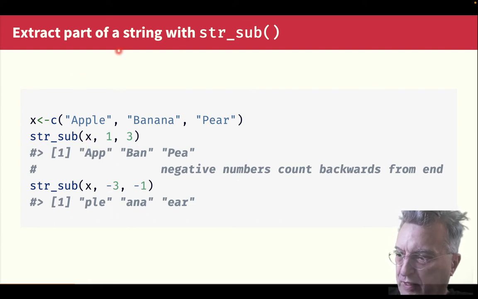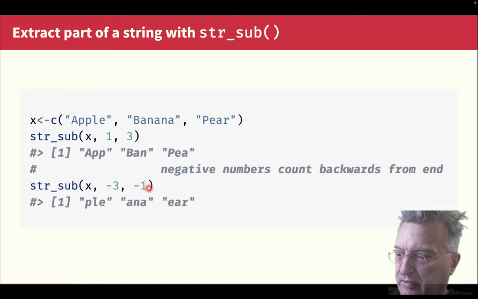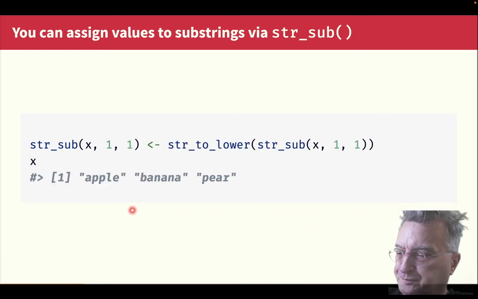I can extract a part of a string with str_sub. So I can take, for example, character 1 through character 3. If I take character -3 through -1, I get the last 3 characters, the third from the end to 1 from the end. And again, R is, as usual, counting from 1 instead of counting from 0, like most programming languages.